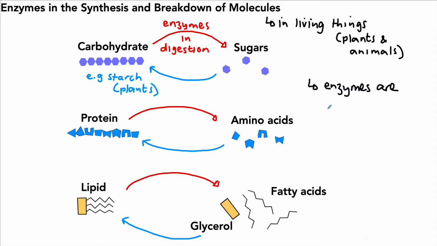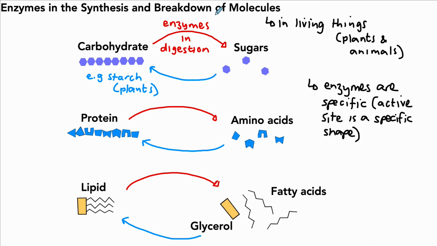So enzymes are very specific. Different enzymes do different jobs, and the reason for that is the active site of the enzyme has a very specific shape. So the active site is a specific shape, so we have different enzymes doing different jobs.